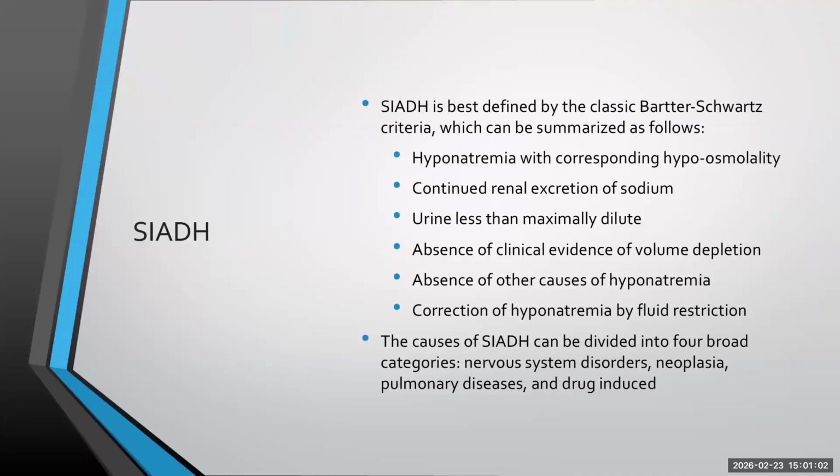There's this Bartter-Schwartz criteria looking at different things when it comes to SIADH. Hyponatremia with hypoosmolality. Continued renal excretion of sodium. We're still going to get rid of it. If we were really that low in sodium, we wouldn't get rid of the sodium in the urine. Urine less than maximum dilute.